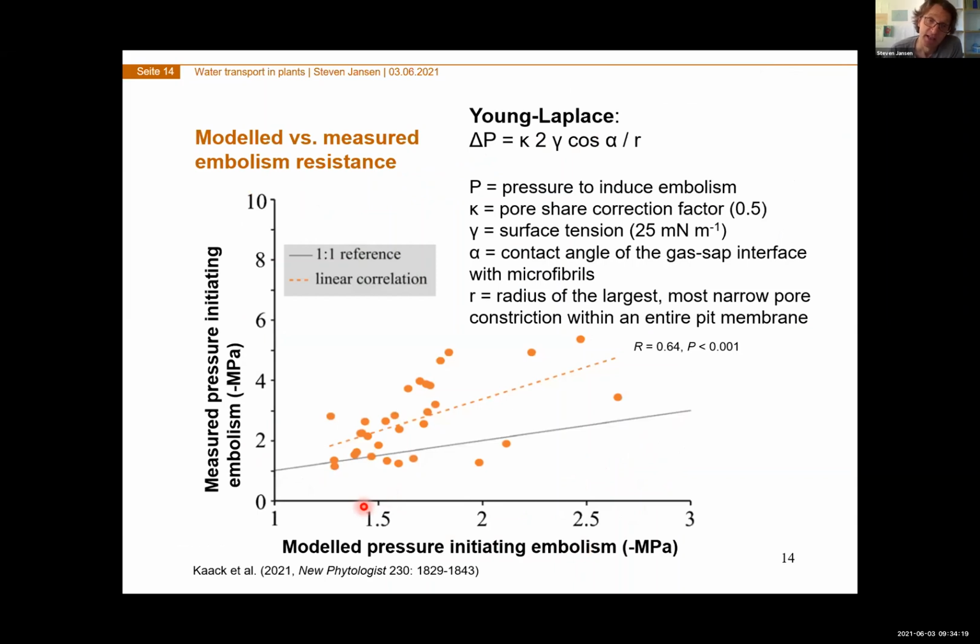If we look at the pressure that we need to initiate embolism, as well as we can measure this, and how we model this, then we see a really good correlation, but the absolute values are still not in agreement. To model this, we used a modified Young-Laplace equation. We introduced a kappa, a pore shape correction factor. We have here the surface tension, which could be variable. We assume that alpha, the contact angle, is 0 degrees, and r is the radius of the most narrow pore constriction within an entire pit membrane. The reason why there's no agreement in absolute values is probably because Young-Laplace is too simplistic. We cannot capture all the details and mechanisms that may determine the embolism spreading.